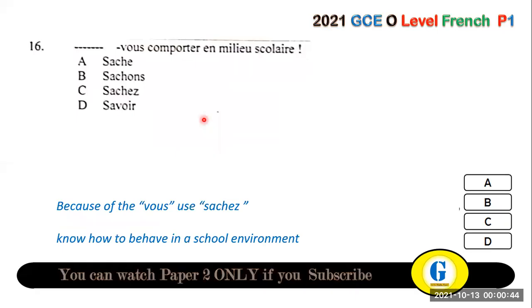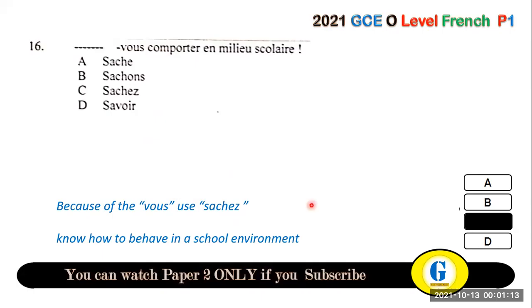16, bla bla bla, vous comportez en milieu scolaire. So this one, because of the word vous, you can look at the vous here. After the dash, you have vous. We have to use sachez because you say sachez-vous. So you have to know how to behave in the school milieu or in the school environment.